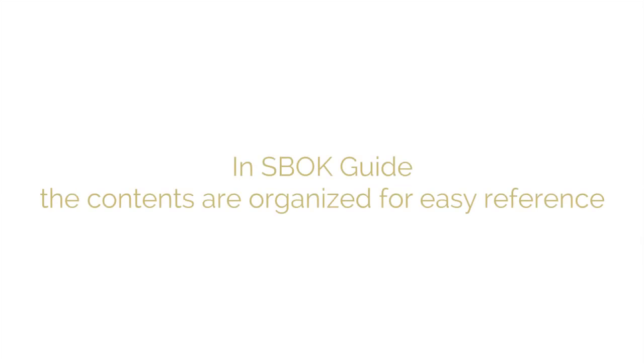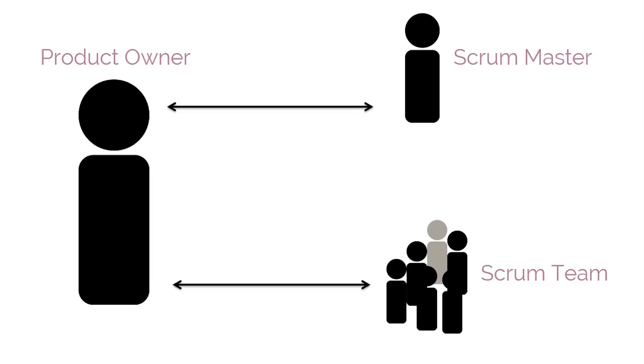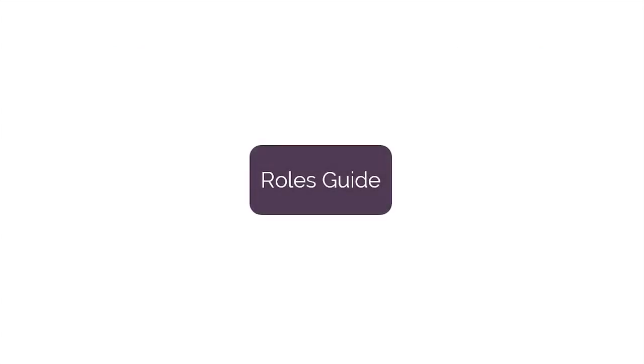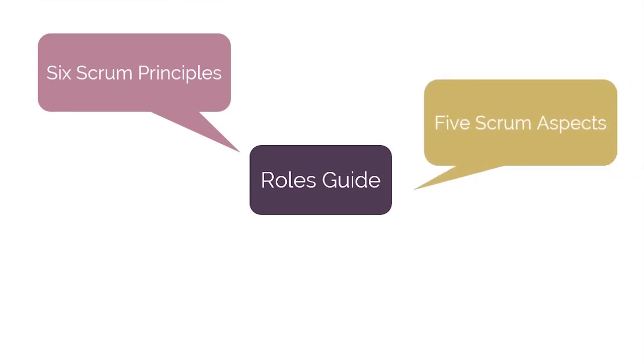In the SBOK Guide, you will find that the contents are organized for easy reference by the three Scrum core team roles, that of the product owner, Scrum Master, and the Scrum Team. The content for each Scrum core team role is identified in the Roles Guide section. A Roles Guide provides direction regarding the relevance of each section in the chapter to the Scrum core team member. The phases covering the 6 Scrum principles and 5 Scrum aspects also include a Roles Guide.